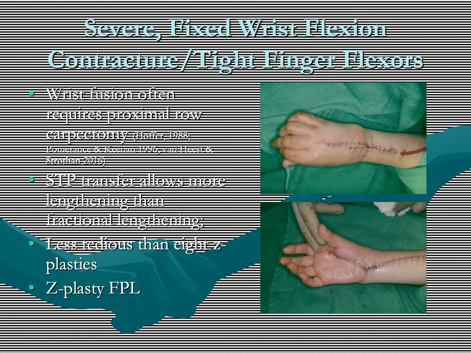The STP transfer allows for more lengthening than the fractional lengthening that I showed you previously, and it certainly is less tedious than performing 8 separate Z-plasties of the finger flexors. The FPL can be Z-plastied, and through an incision at the thenar crease, you can do a release of the adductor pollicis in order to get the thumb out of the palm.